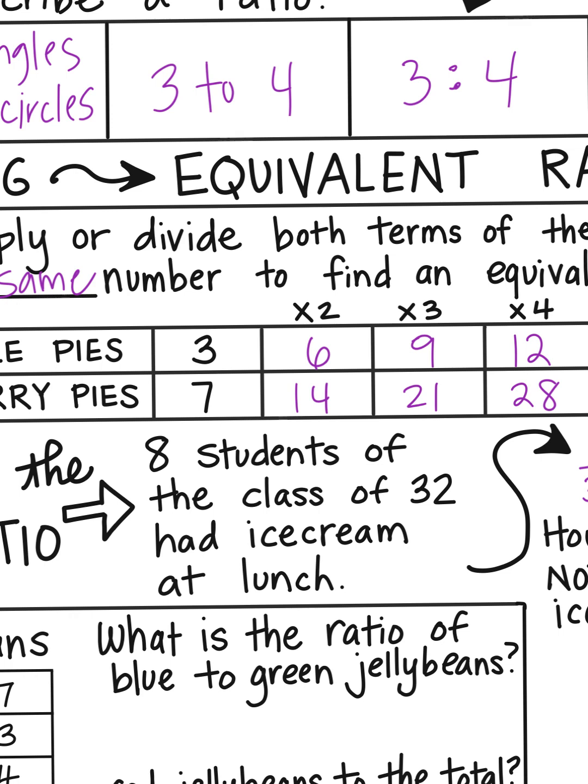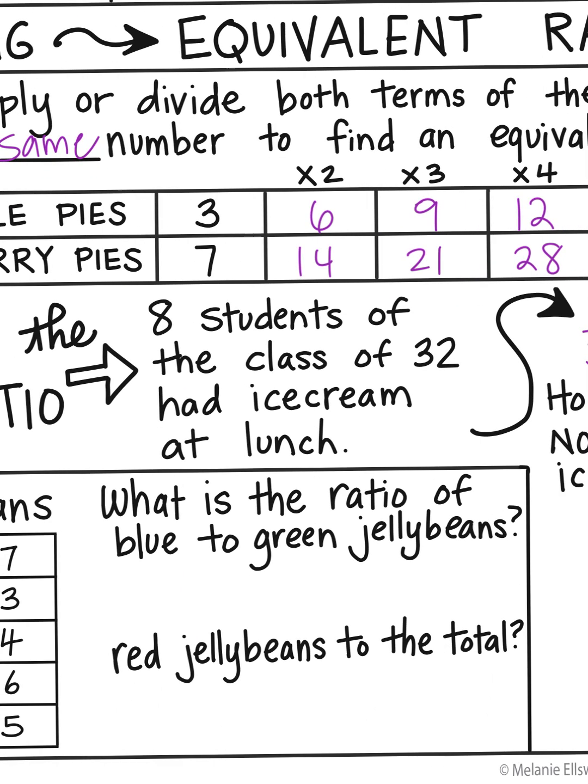Could I simplify that ratio at all? 1/4. So I could divide these by 8, and it would be a 1 to 4 ratio. So 1 out of 4 students had ice cream at lunch. So how many did not have ice cream? 3/4. Good. 3/4 did not have ice cream.